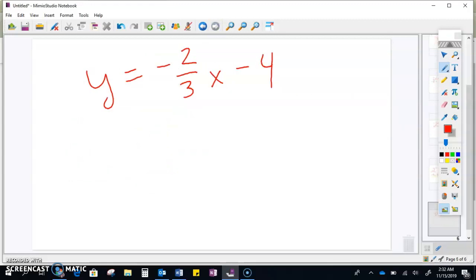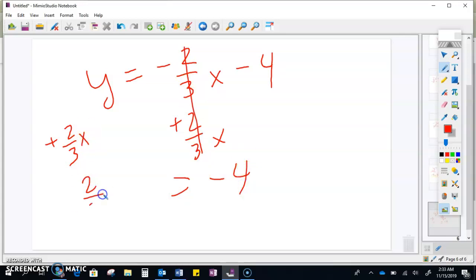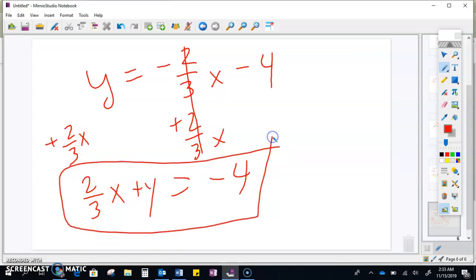All right, one more example. Go ahead and try this one on your own. Put this into standard form where x and y are on the same side. As soon as you're finished, go ahead and start the video back up and make sure you did it correctly. So we're going to go ahead and add 2/3 x to both sides. This cancels, and we're left with -4. So we have 2/3 x plus y, and that's our standard form equation.